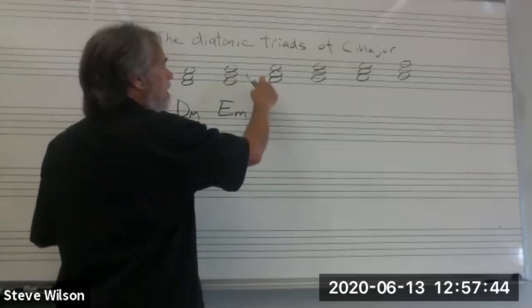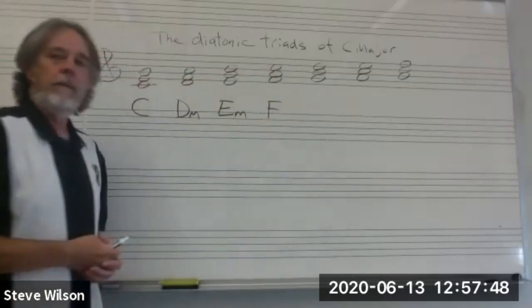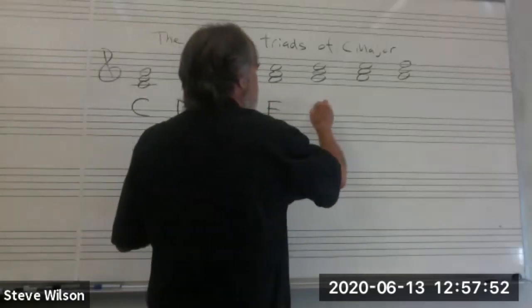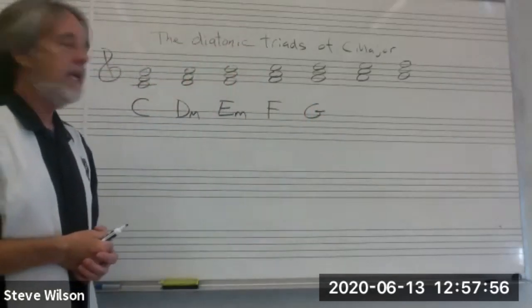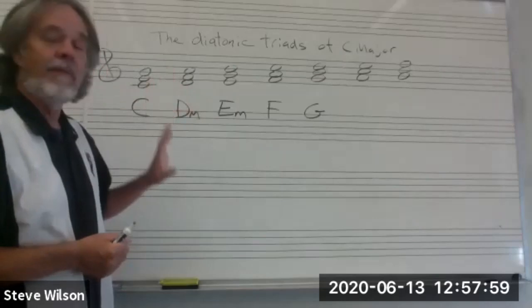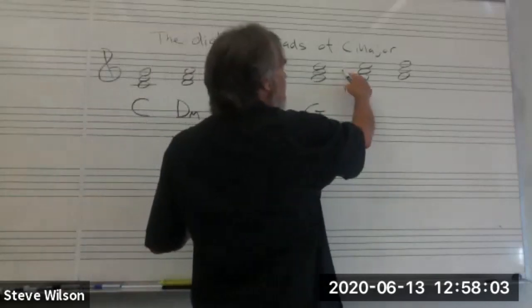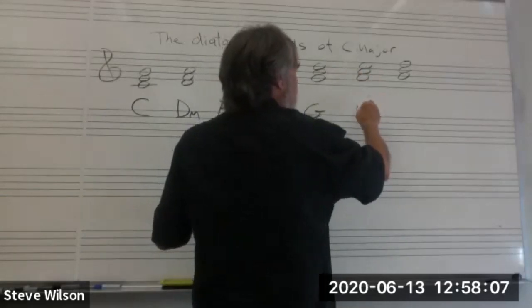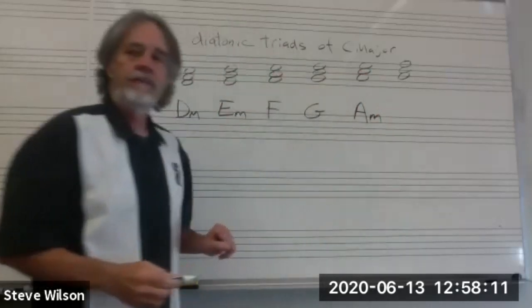FAC is 1-3-5 of an F major scale. That is an F major triad. GBD is 1-3-5 of a G major scale. That is a G major triad. ACE, if this were a C sharp, would be a major triad, but it's not. It's an A natural, so this is an A minor triad.